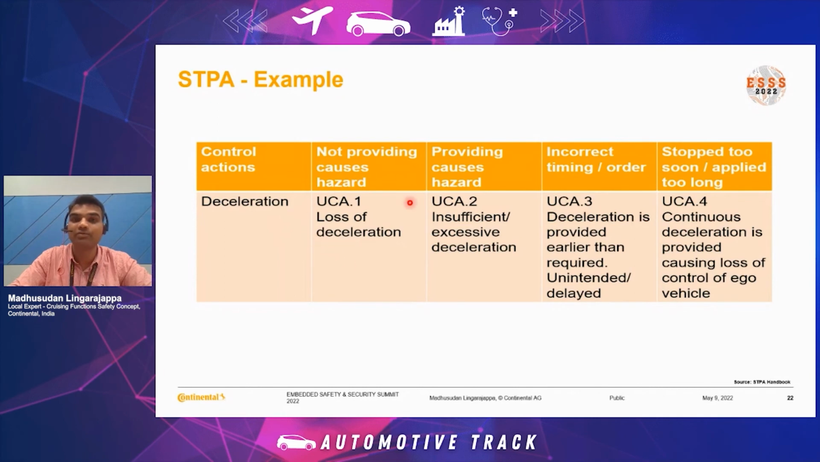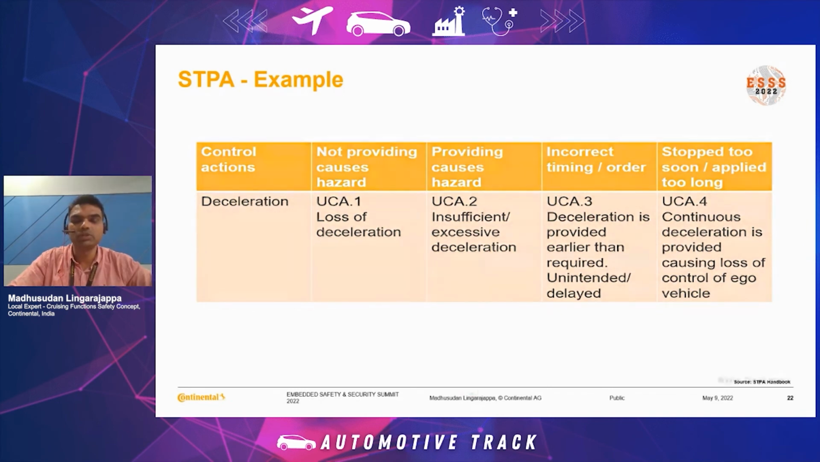So this is an unsafe control action. Or if it is provided and leads to a hazard, what could be the unsafe control action here? It could be insufficient or excessive deceleration. So these are the unsafe control actions. Once we identify such unsafe control actions, we have to link them to the hazards from step 0. Then we have to identify the safety constraints, which are our safety measures.